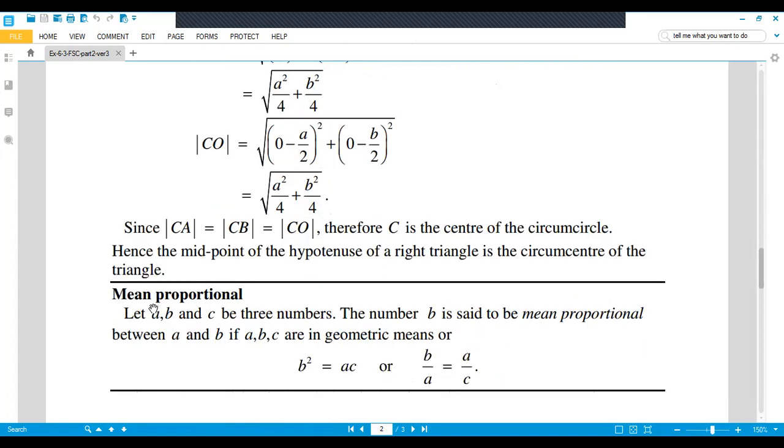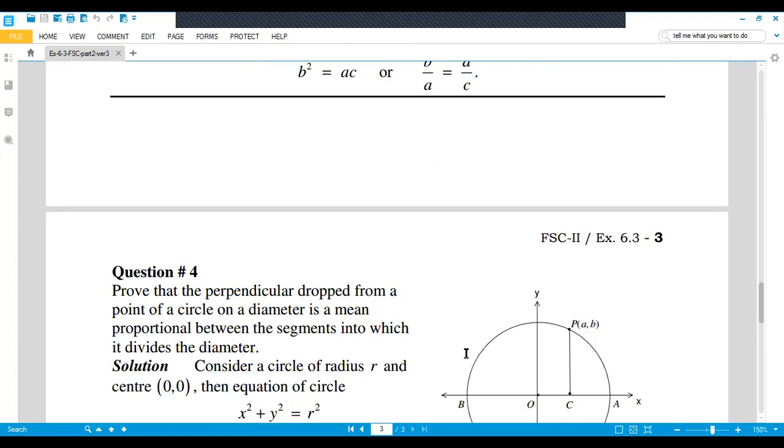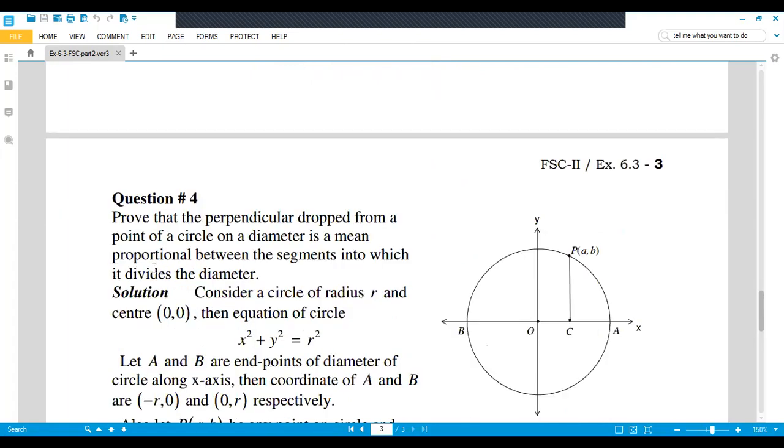We prove it. Now mean proportional. Let A, B and C be three numbers. The number B is said to be a mean proportional between A and C. If A, B, C are in geometric progression, then B² = AC, or B/A = C/B.